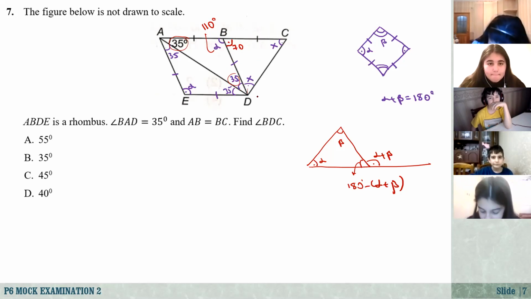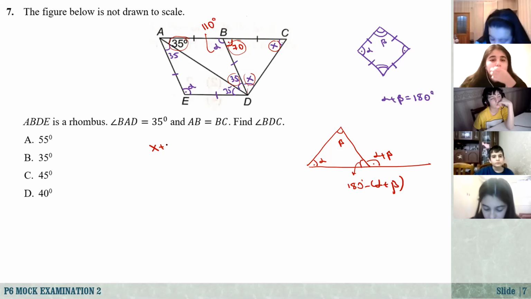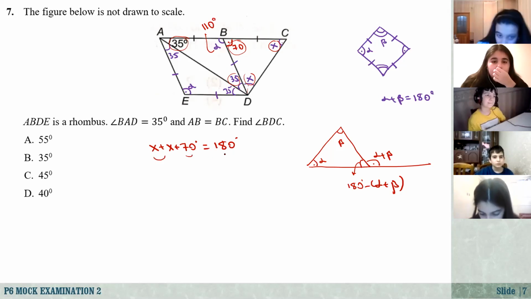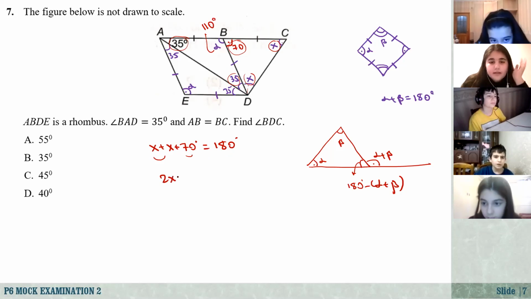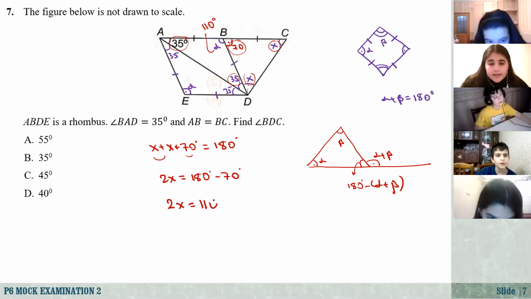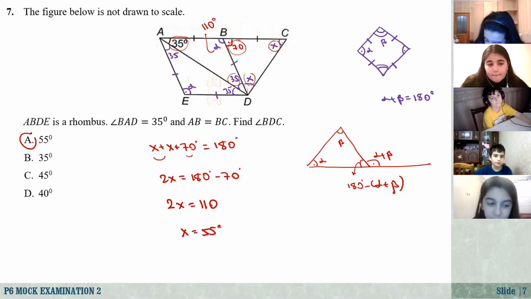Now using the sum of the interior angles of any triangle, if you look at triangle CBD or BCD, one angle is X, the second angle is X, the third angle is 70. So here we have X plus X plus 70 is equal to 180 degrees. So 2X equals 180 minus 70, which is 110. So X is 55. Very good. So the right answer is 55, A.